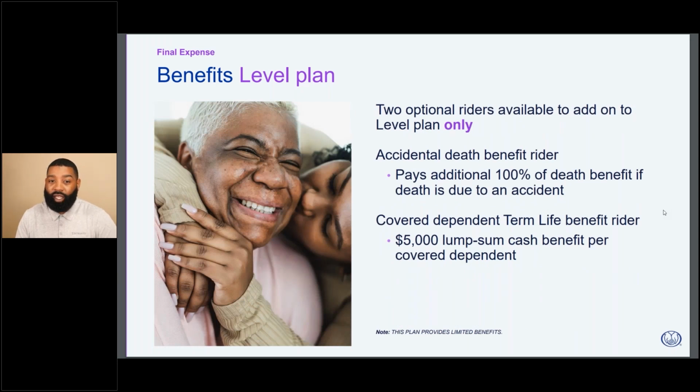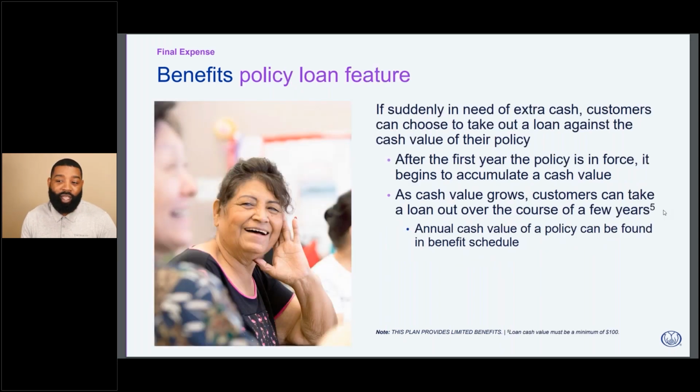Benefits of the level plan. So 2 optional riders available to add on to the level plan only. Accidental death benefit rider pays an additional 100% of the death benefit if the death is due to an accident. Covered dependent term life benefit rider: $5,000 lump sum cash benefit per covered dependent. So something a little bit new right there. Again, it's not something that we haven't seen, just something a little bit new and different.